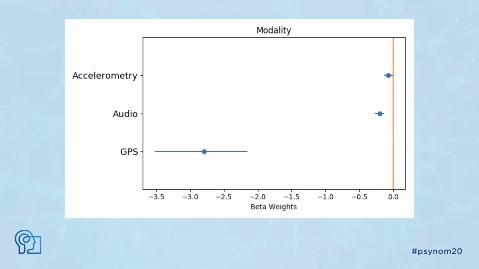We then put that into a Bayesian conditional logit. This allows us to extract parameters which tell us how important each of the dimensions were for determining the choices that people made. In this case, what you're looking at are the 95% credible intervals. And you can see that while accelerometry and audio do show some effects, and they're above chance, it's the GPS that is particularly important here.